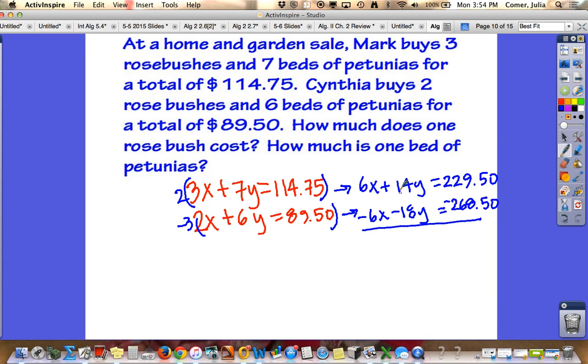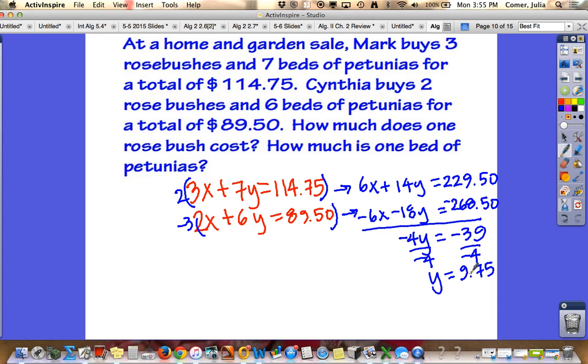My x's right here are going to drop out. So 14y minus 18y, what am I going to get? I'm going to get a negative 4y. And then when I combine 229.50 with negative 268.50, I'm going to end up with a negative 39. Then I'm going to divide both sides by negative 4. And I get y equals 9.75.